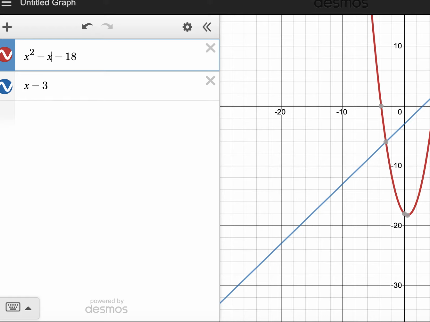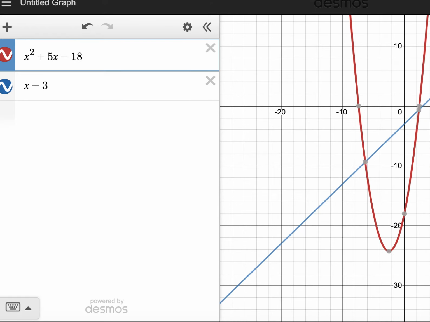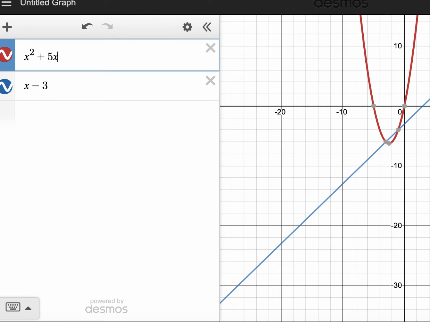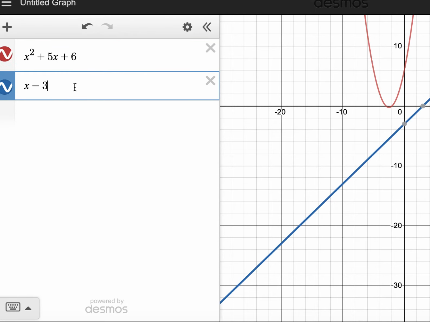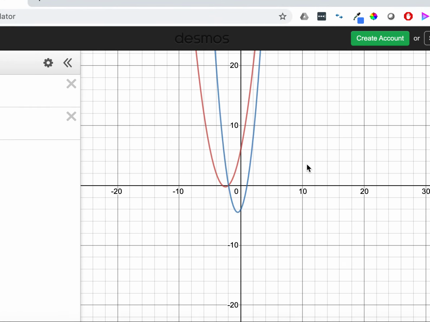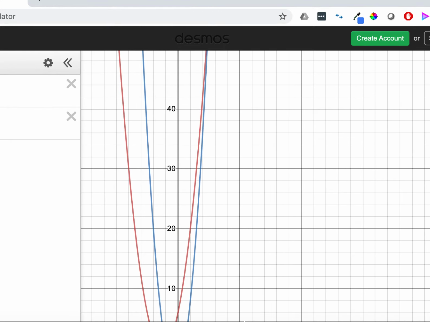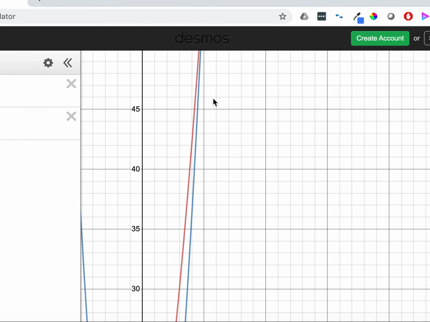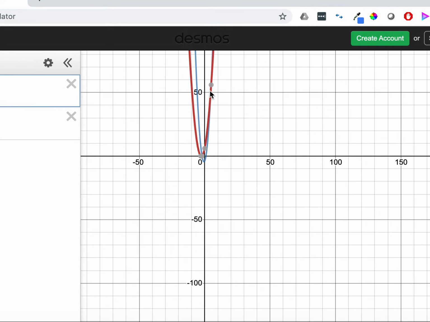So it's x squared plus 5x plus 6. And then we have 2x squared plus 2x minus 4. All right. So we got both of these. We can see where they cross. See, it's the 56 like we had before. Okay, this is kind of hard to see.